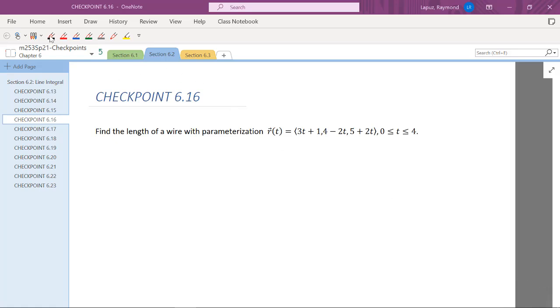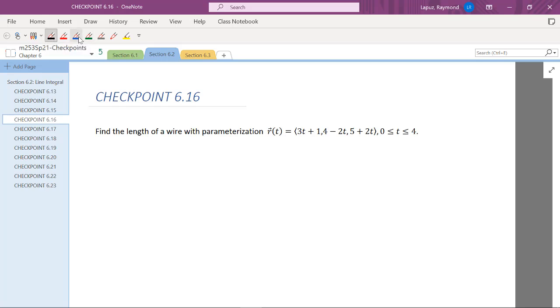Hello, let's do checkpoint 6.16. In this checkpoint, they want us to find the length of the wire with a parameterization r of t equals 3t plus 1, comma 4 minus 2t, comma 5 plus 2t, and t goes from 0 to 4.